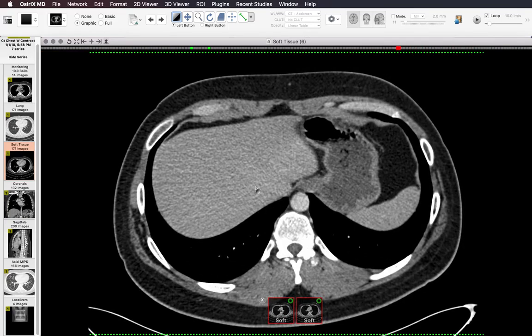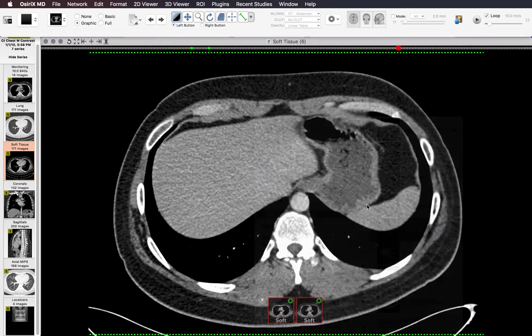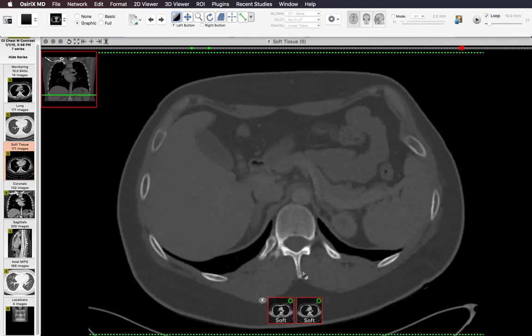Okay, so I think the abdomen is fine. So the next thing I do is look at the bones. So I'm going to change the window, put it on bone windows, go all the way to the bottom, and start looking at the vertebral bodies.